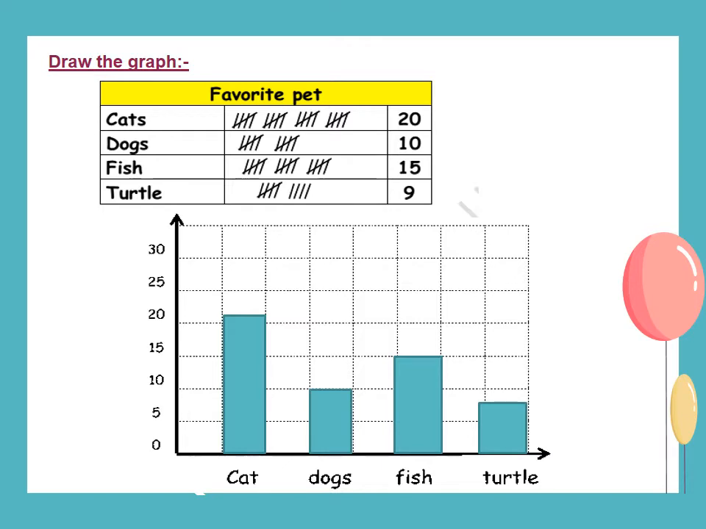We draw a line here, a column here, under 10. Not exactly on 10 because it's 9.